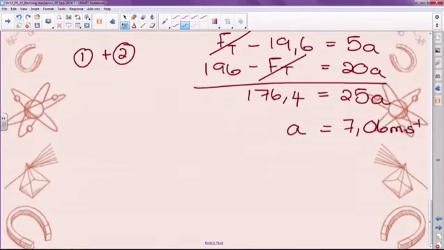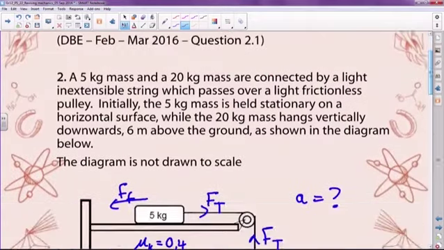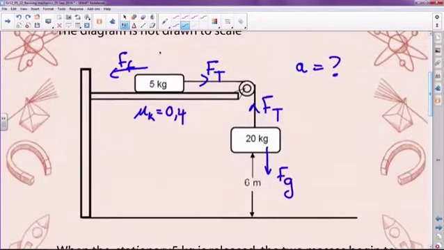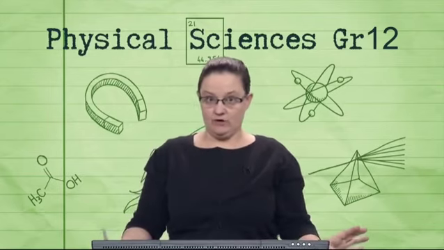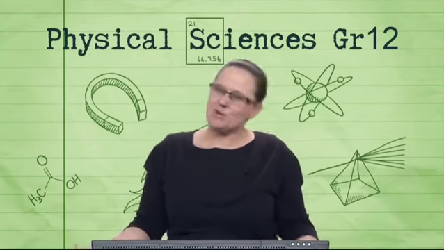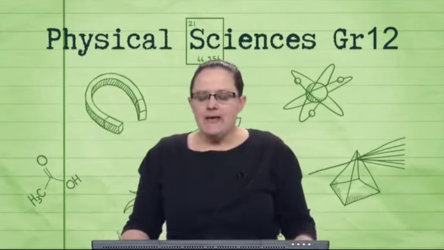meters per second squared. Now, I look at that number and go, it's quite high. It's quite a high acceleration, but when you go back to the diagram, this 5 kilogram is fairly light in comparison to the 20. So Ft is not going to be very big. So don't stress about it. If I'd got an answer here of greater than 9,8, then I know I've got a problem. But at the moment, we're okay, so don't stress about it.